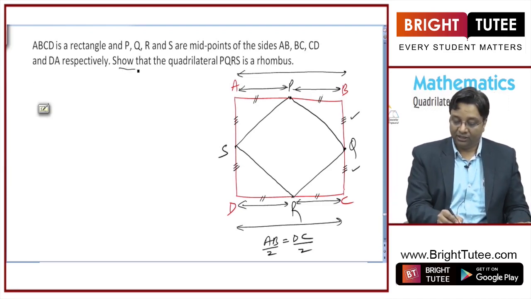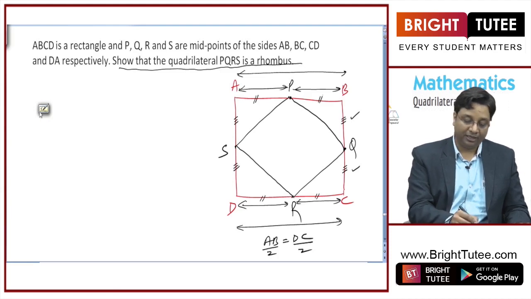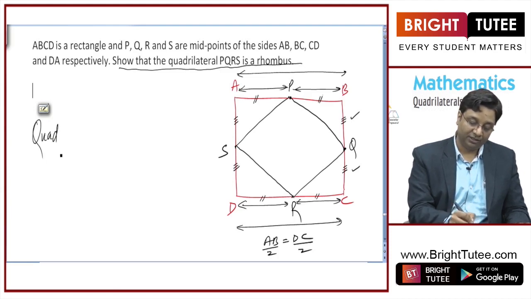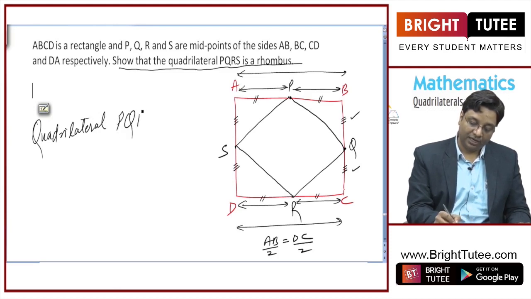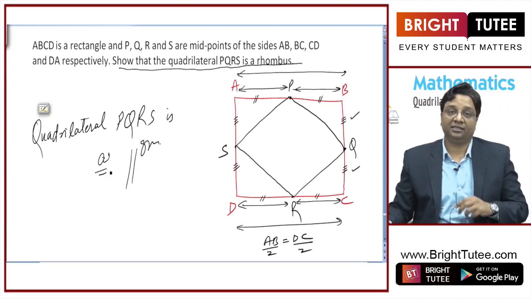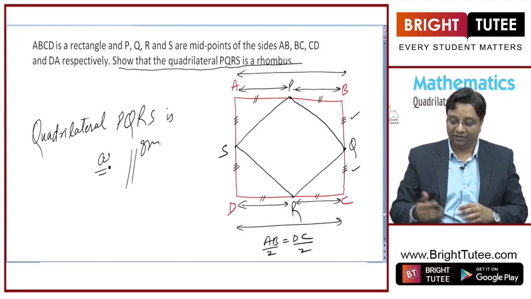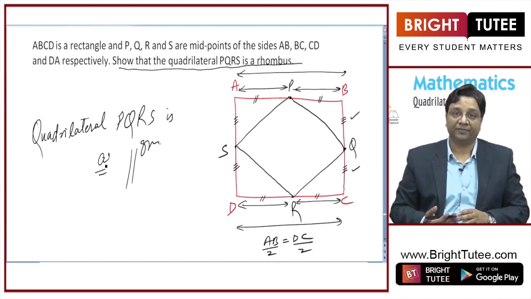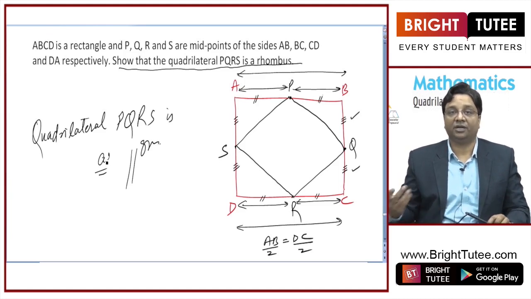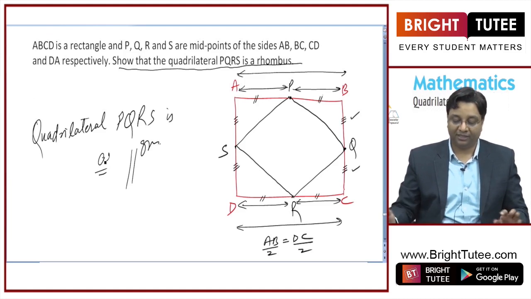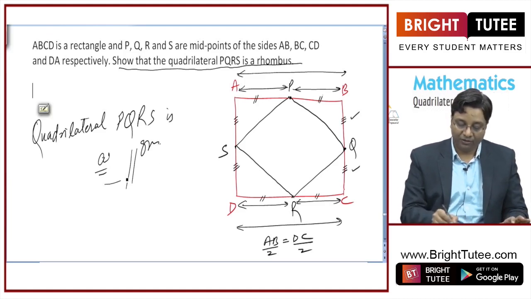Another thing that I know is that quadrilateral PQRS is a parallelogram. Can I start my question with this? Quadrilateral PQRS is a parallelogram. Now if this is a very short answer type of question, then you start with this, that PQRS is a parallelogram. If this is, let us say, a 5 or 6 marks question, then you can prove that PQRS is a parallelogram. How will you prove it?